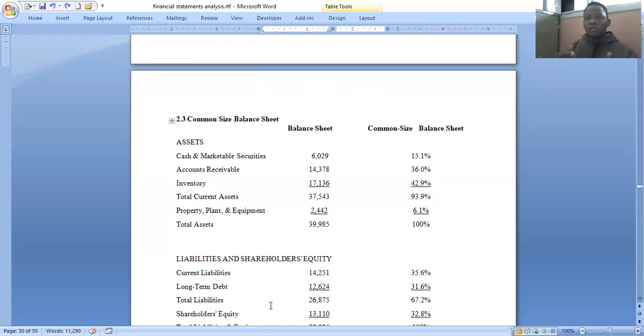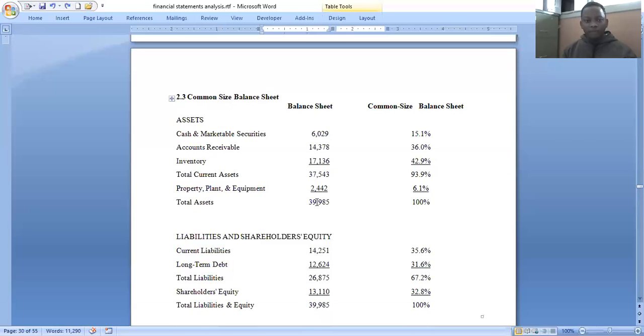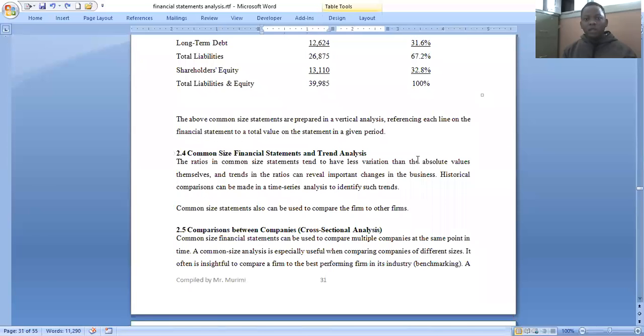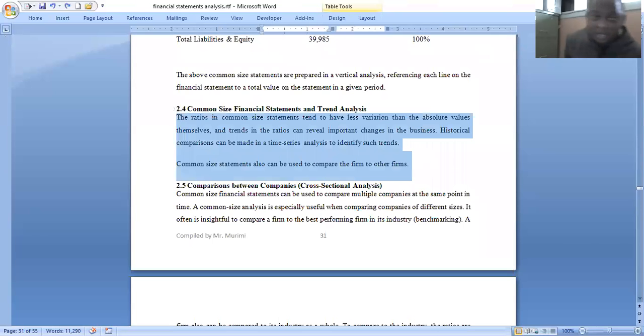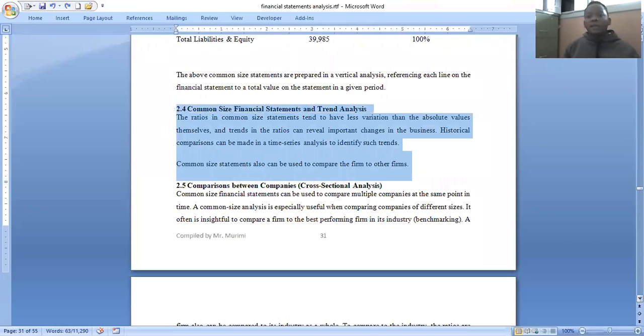So the common size financial statements can also be used for a trend analysis, to compare historical data of a company over time so as to identify a trend, to see whether the company is improving or declining, so that managers can make decisions to correct a negative trend and ensure that the company is doing well in the future. So the common size financial statements can be used for trend analysis, just like I've been saying.